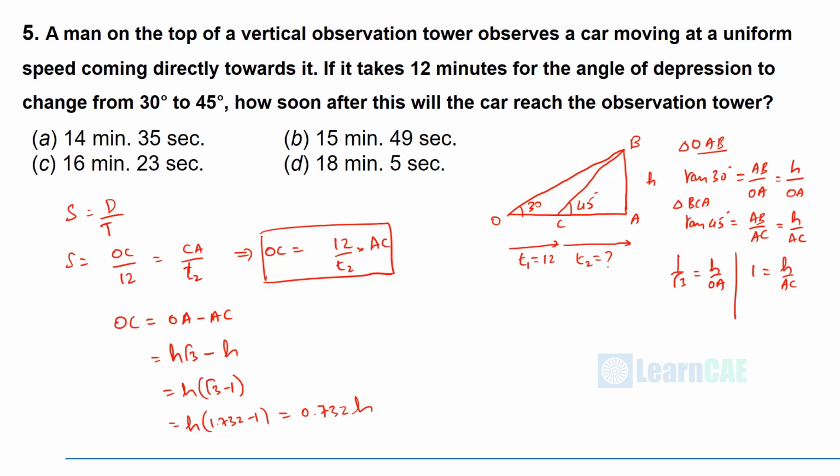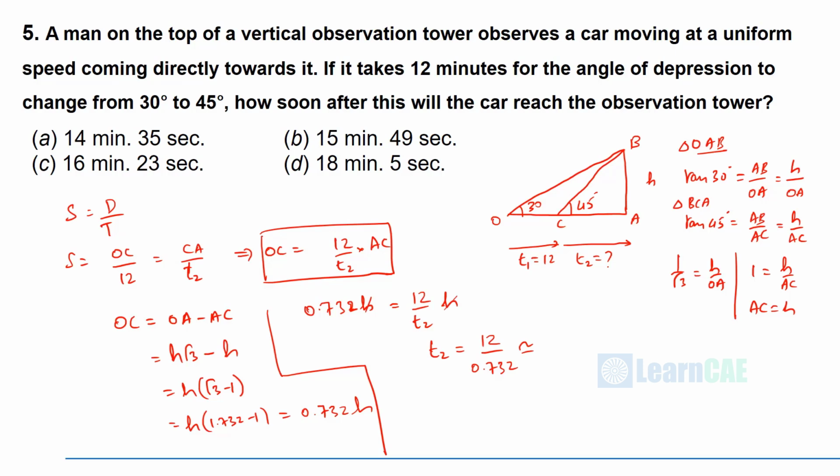We shall substitute OC into this formula. 0.732 H is equal to 12 by T2 into AC. AC is nothing but h. We can see here AC is equal to h. So we shall substitute h here. So h will get cancelled on either sides. T2 will be equal to 12 by 0.732.